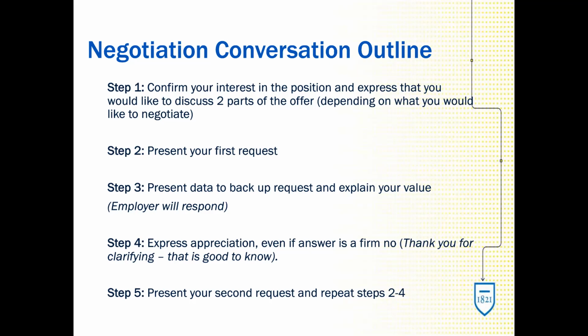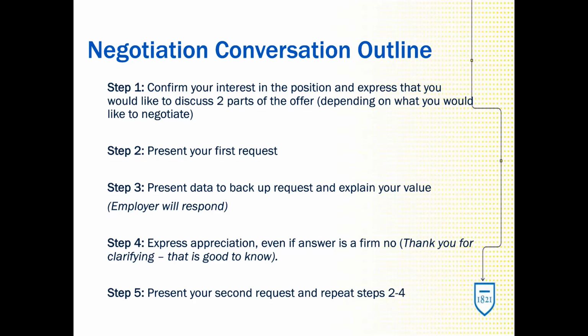So step 1, you want to, again, confirm your interest in the position and also express that there are a certain number of parts of the offer that you would like to discuss. We recommend discussing and negotiating anywhere from 1 to 3 parts of the offer. So you should have arrived with anywhere between 1 to 3 things that you would like to ask for during the negotiation conversation.